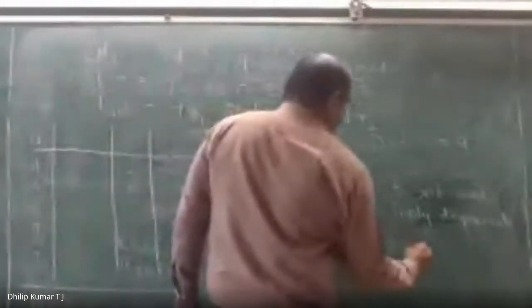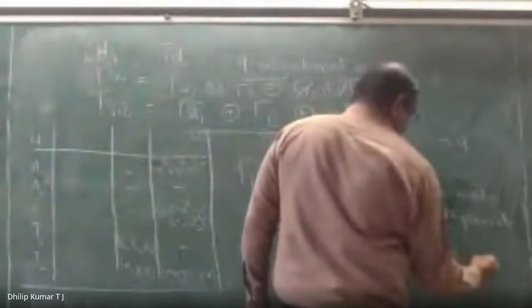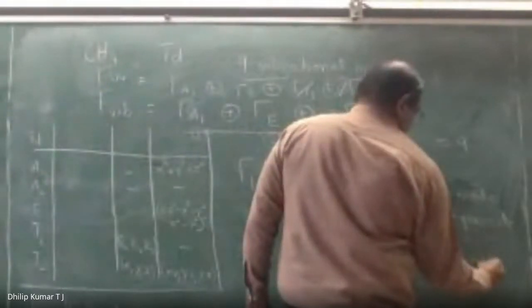And then the last one is T2. So T2 again, in the last column, you can see X, Y, Z, ZX is there. Again, all 3 will be active. So all 9 vibration modes should be active in Raman. So you should get 4 peaks: 1 peak for A1, another peak for E, and another 2 peaks for T2 at 2 different energy levels.